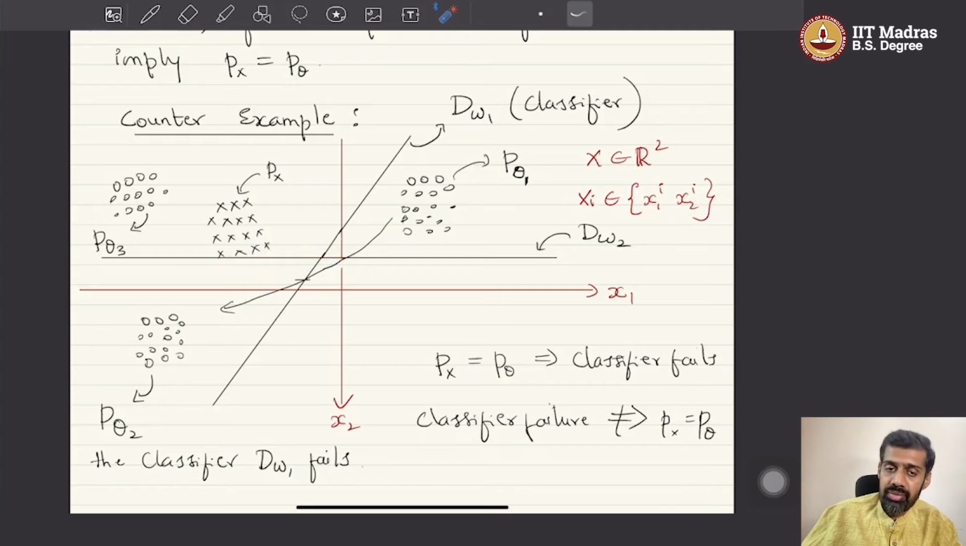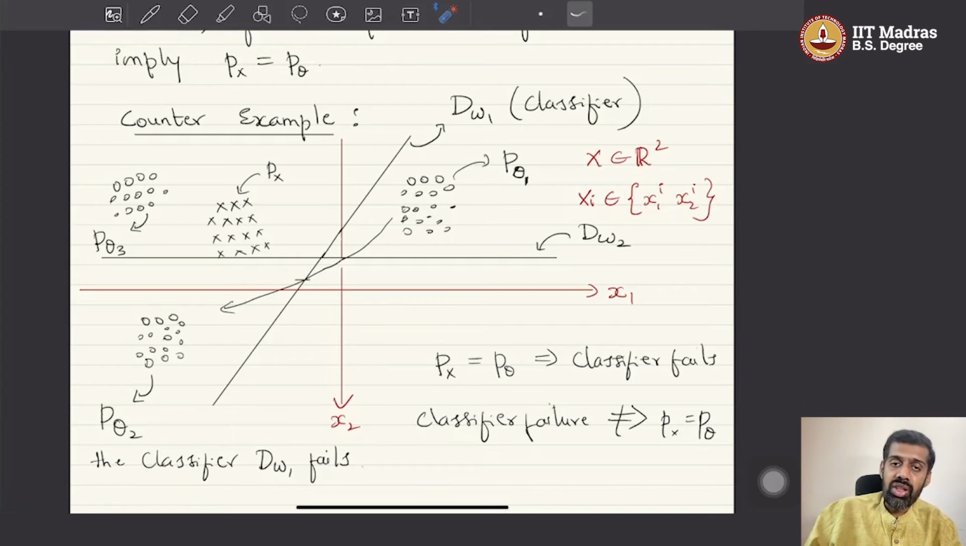Now your algorithm can just put your theta back to this particular place, where the second classifier also fails. Now you change your classifier again to ensure that this fails, and it will come back to this p theta 2 and keep alternating between p theta 2 and p theta 1 and never approach px. That's a possibility.